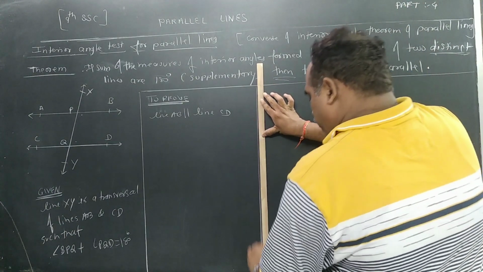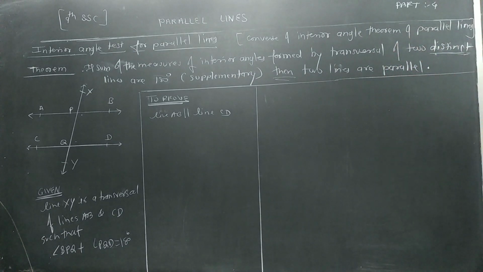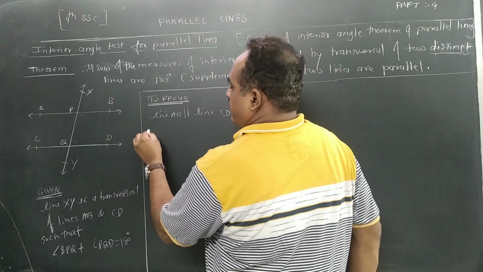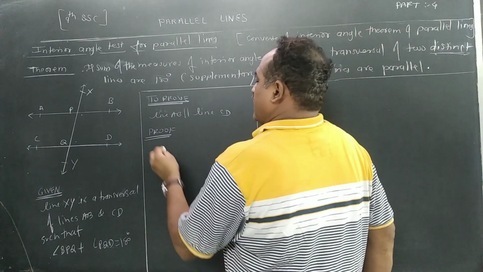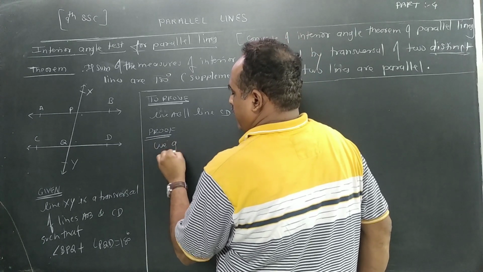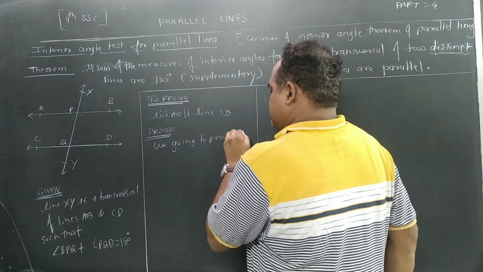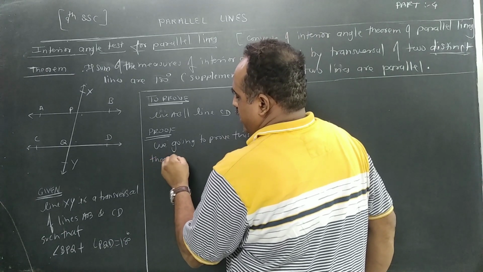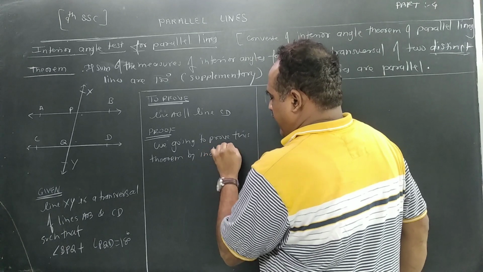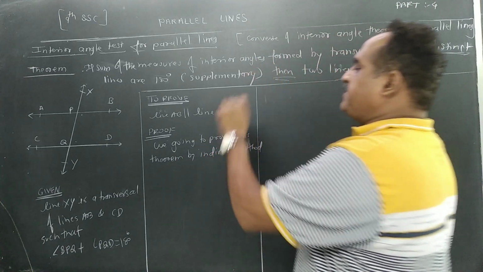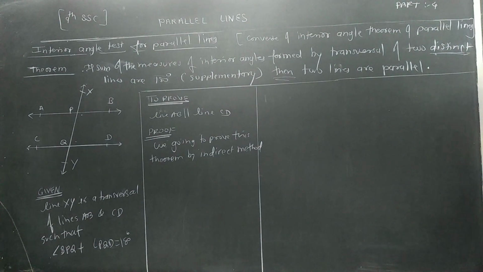now we are going for the proof, but again there is no base for this theorem. So in such cases, what do we do? We are going to make use of the indirect method. So we are going to prove this theorem by the indirect method. Which method are you going to use? Indirect method. What is the meaning of indirect method?